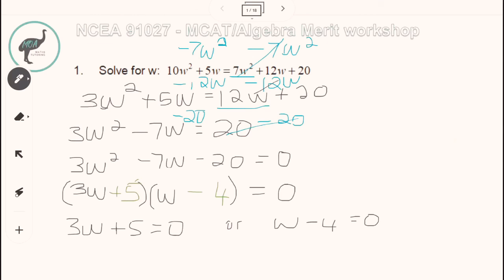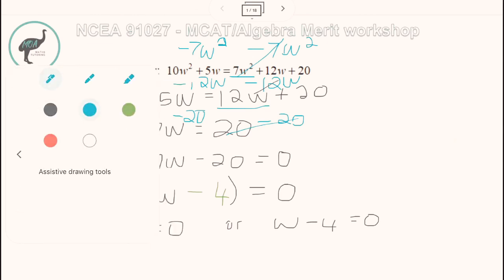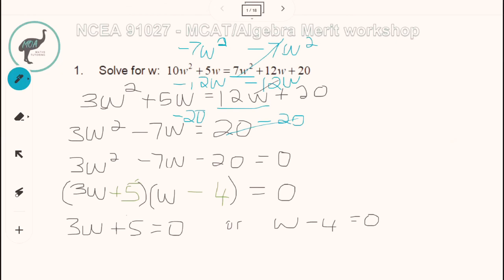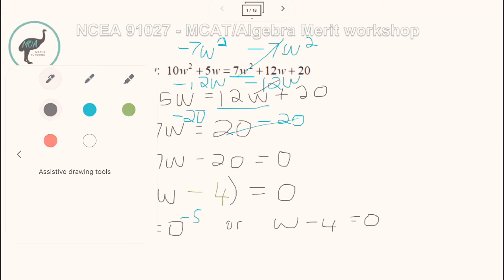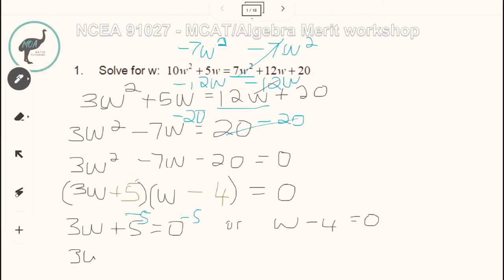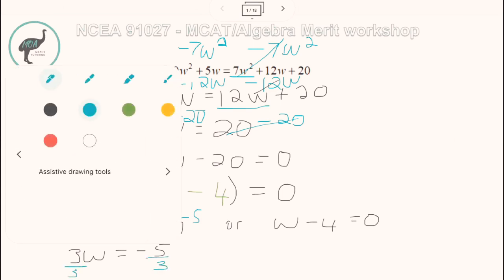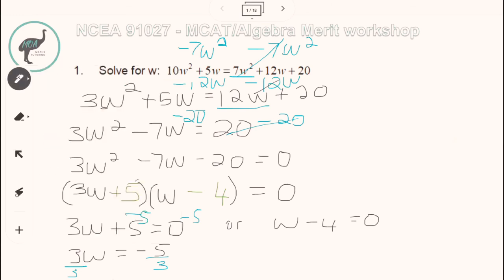Looking at the 3w plus 5 first, we'll solve that using our steps. We would subtract 5 from both sides to get rid of the 5. Okay, so that would be 3w equals negative 5. And then to get rid of the 3 in front of w, I would divide both sides by 3. That would give me w is equal to negative 5 over 3.